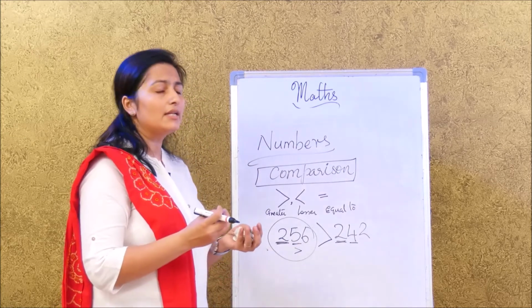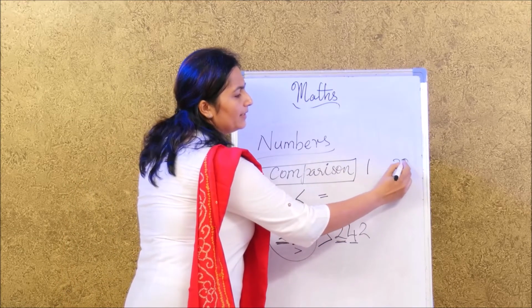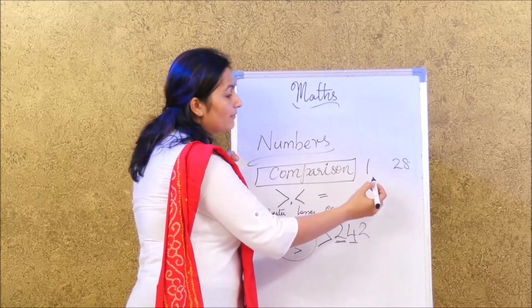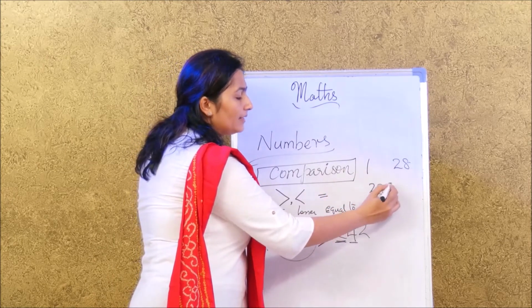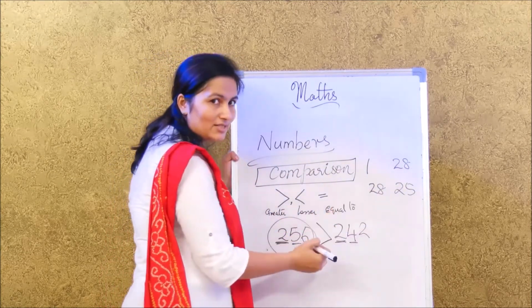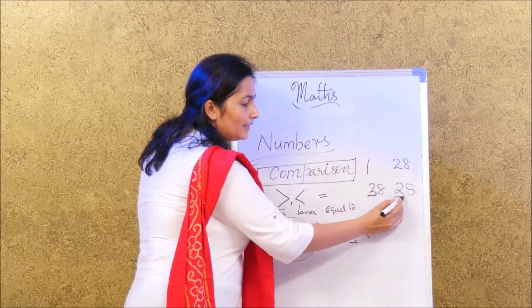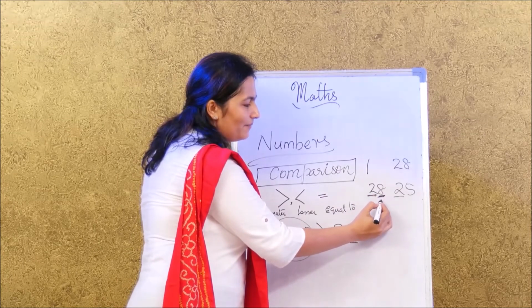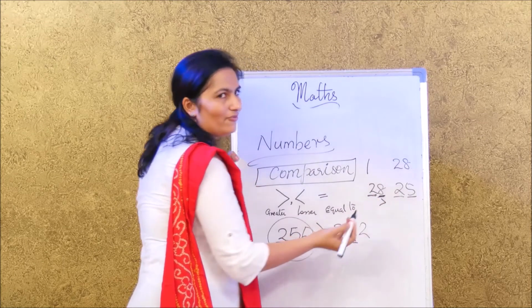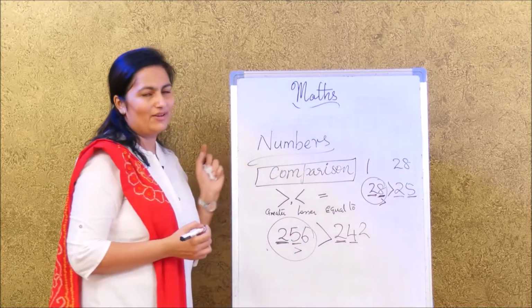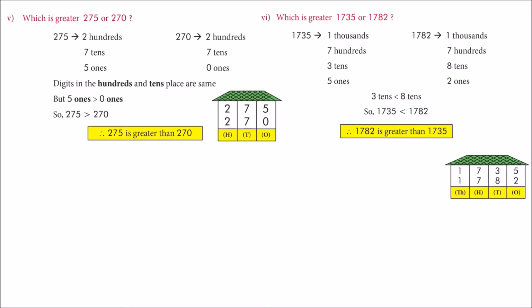When it is a single-digit number like 1 and 28, we know, right? 28 is greater. But when it is both 28 and 25, both are 2-digit numbers, then what do we do? Like we just discussed, the tens are the same. But then the ones, 8 is greater than 5, you know that. So we got the answer, 28 is greater than 25. Got it?